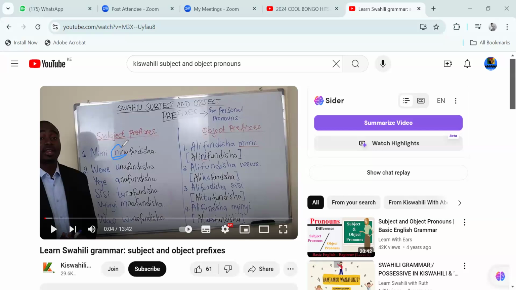If you remove the pronoun mimi, you can use the word ni as a prefix to represent the pronoun me. So this part, me, will actually be represented by the word ni. That's why in our main chart, where we have me, you'll find the prefix in the subject part is ni, which means the first person pronoun.